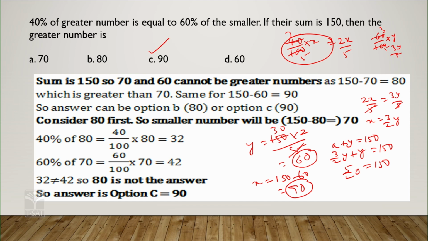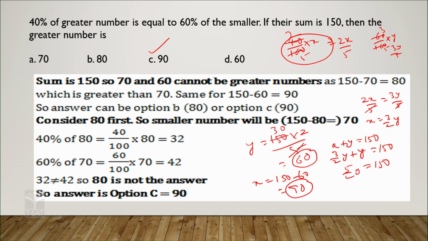If you take 60 as the greater number, then the other number should be 150 minus 60, which is 90. So, it is not possible. You can rule out 70 and 60 simply. There are two possibilities: one is 80, another is 90. Now, we will take 80 first.